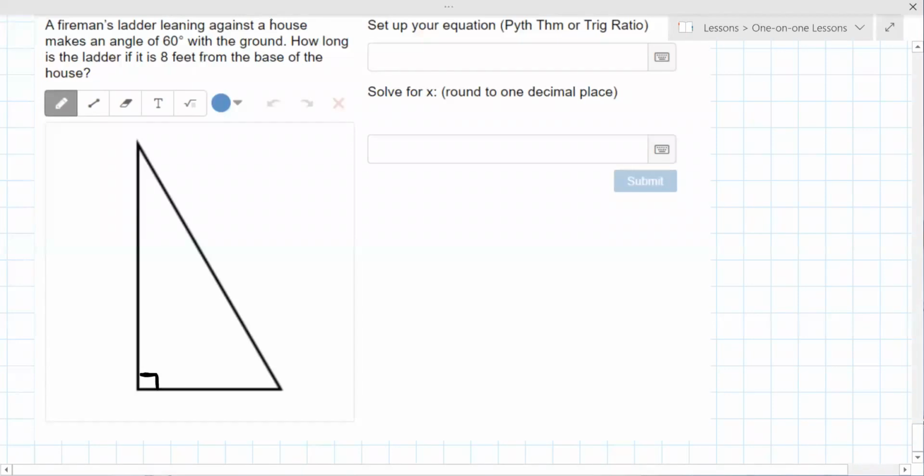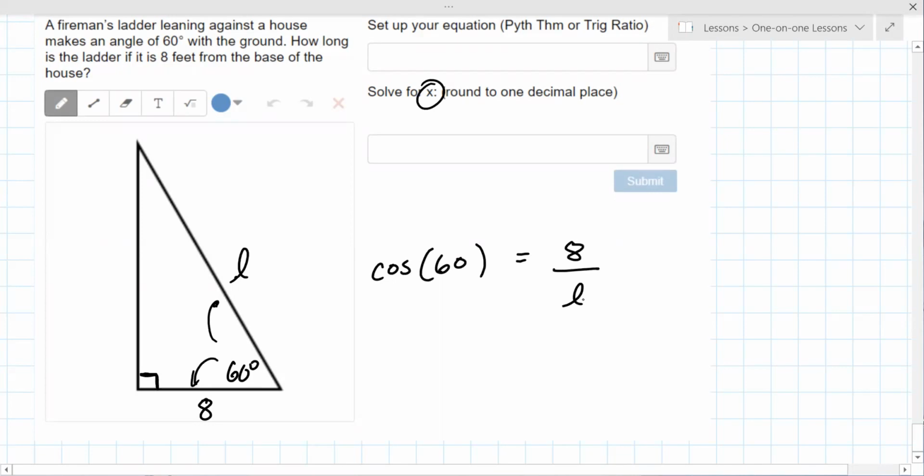So here, the ladder's leaning against the house again, but it makes an angle of 60 degrees with the ground. So that's there. How long is the ladder if it is 8 feet from the base of the house? So the length of the ladder is right here. I prefer using letters like L because L is, to me, more indicative of a ladder, but we can use X if that's unclear. So relative to this angle, what is 8? What is L? Well, this is adjacent. This is hypotenuse. So that's cosine. Cosine of 60, the angle is given this time, equals the adjacent over the hypotenuse.